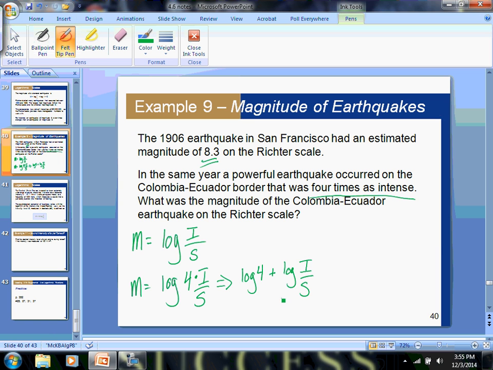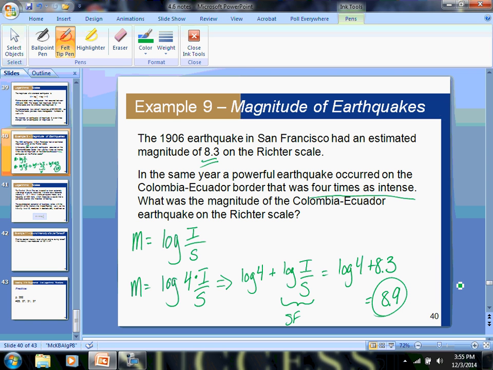So then this log of I over S, that's our San Francisco earthquake. So now I have log of 4 plus 8.3. In my calculator, I can do the log of 4, get an answer, add 8.3, and you should get 8.9 was the magnitude of that earthquake on the Colombia-Ecuador border.